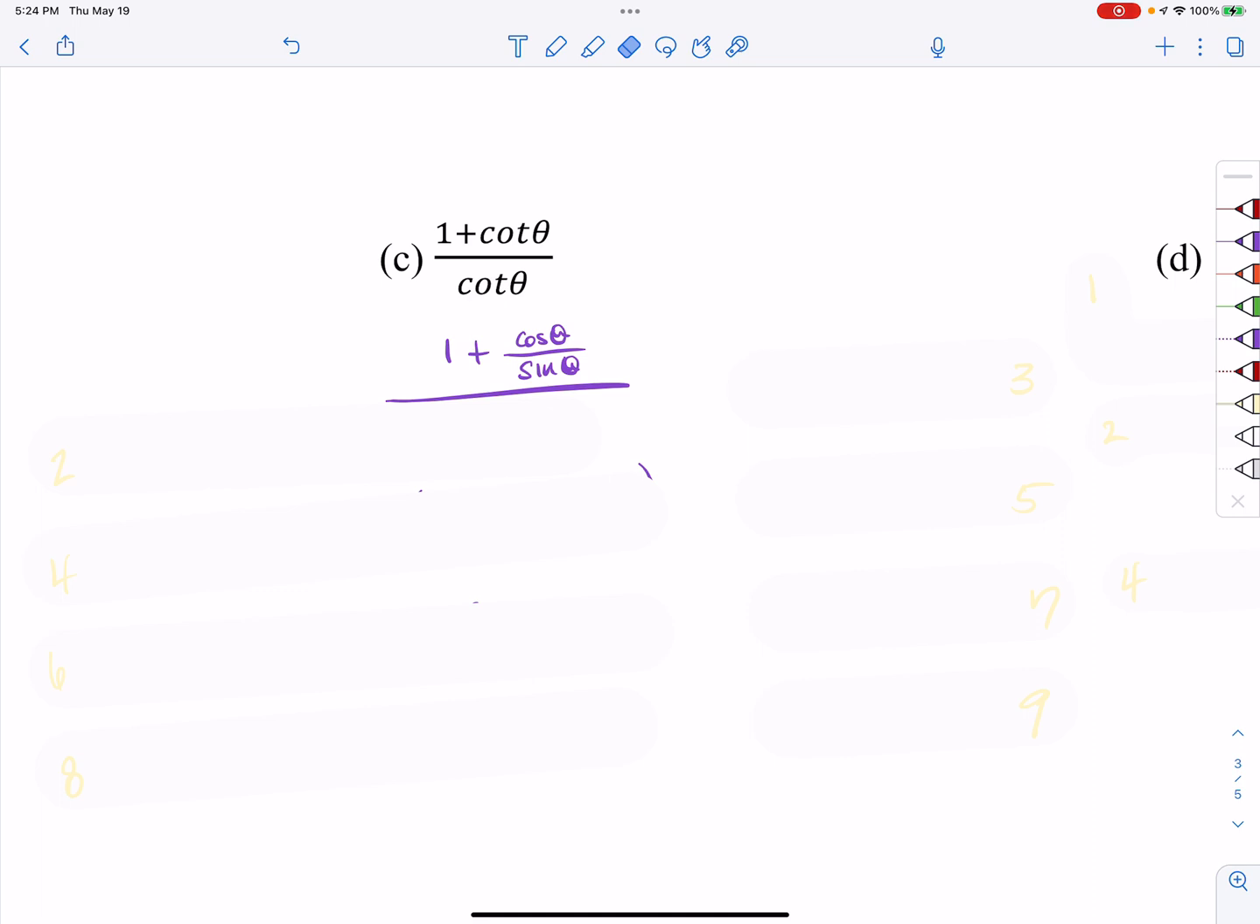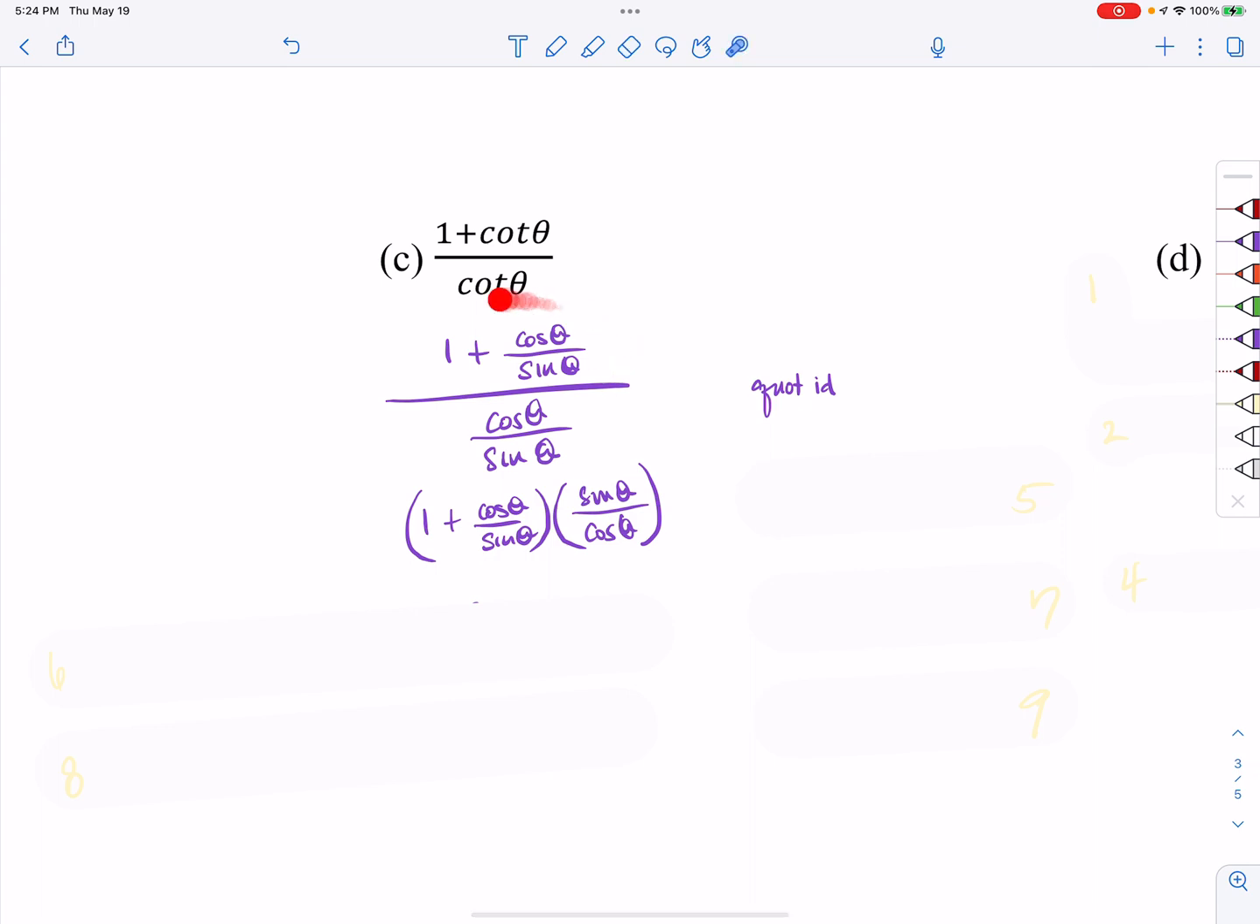So what I decided to do is I changed my cotangent into sines and cosines. And I am going to do this by using the quotient identity. Sorry about that, folks. On bottom, I'll do the same thing, cosine over sine. And then at this point, I'm going to multiply by the reciprocal since I'm dividing fractions. Here's my reciprocal of the denominator. So I'm going to divide fractions here.